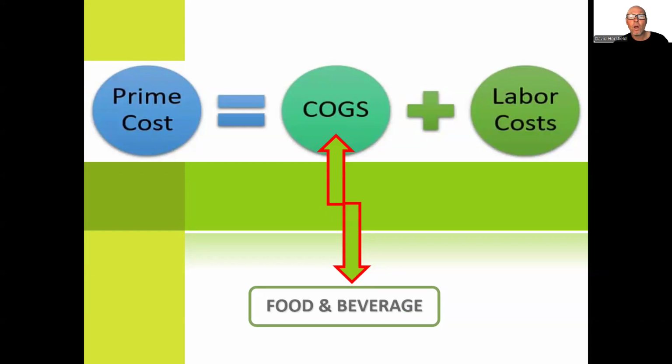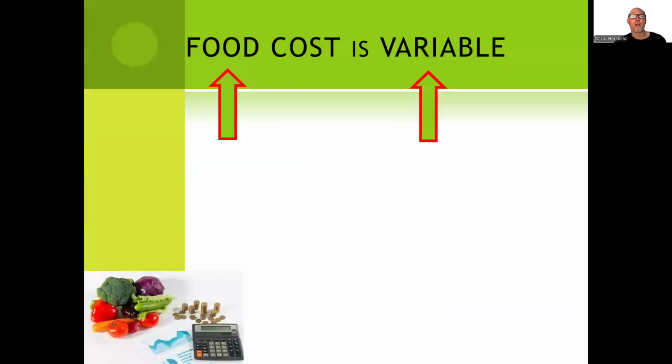So prime cost, which is cost of goods sold and labor costs. And if we're in a food and beverage environment, our cost of goods sold is going to be the cost of our food and the cost of our beverage to generate sales. Cost of goods sold plus labor cost equals prime cost.